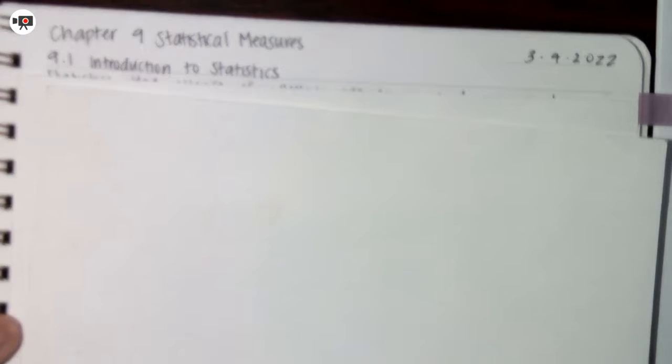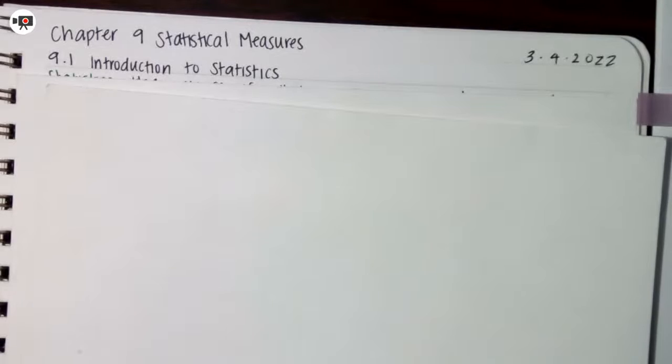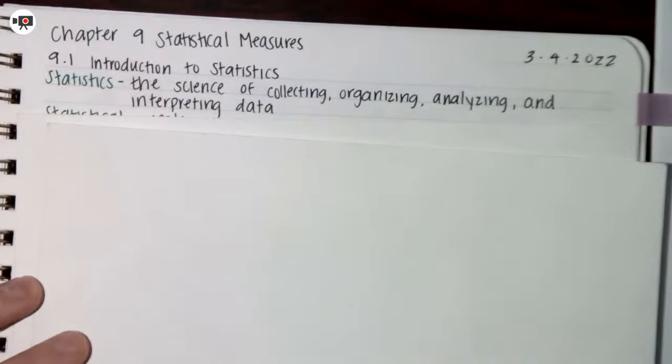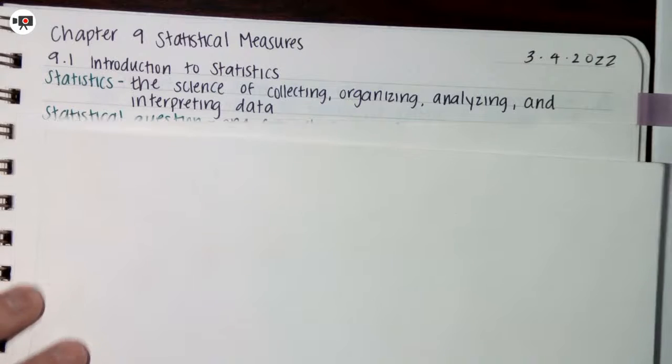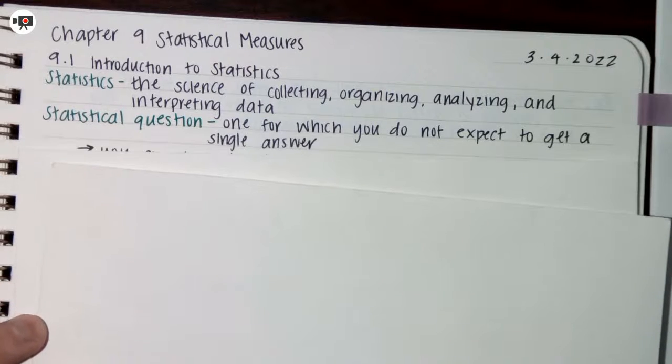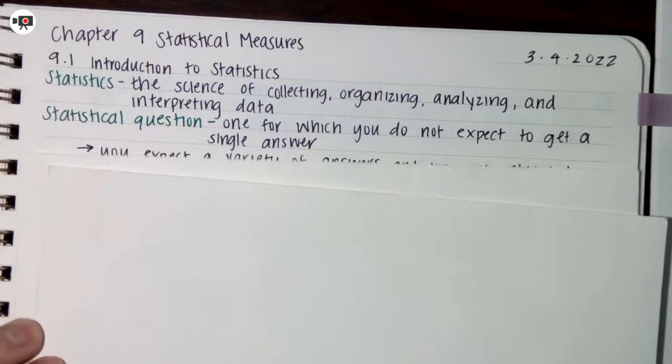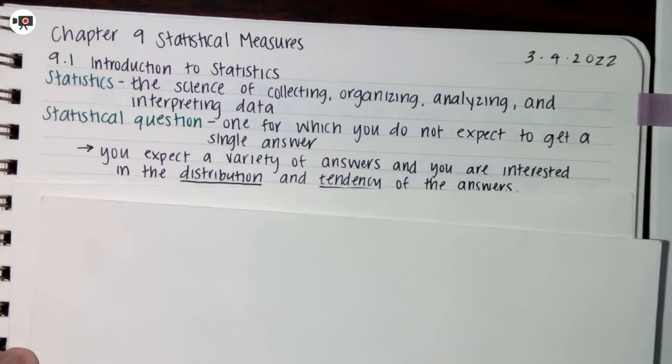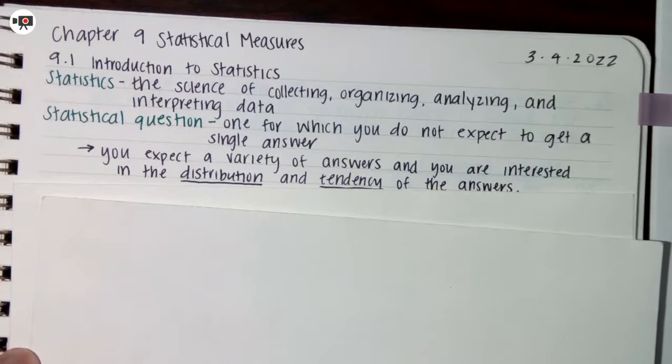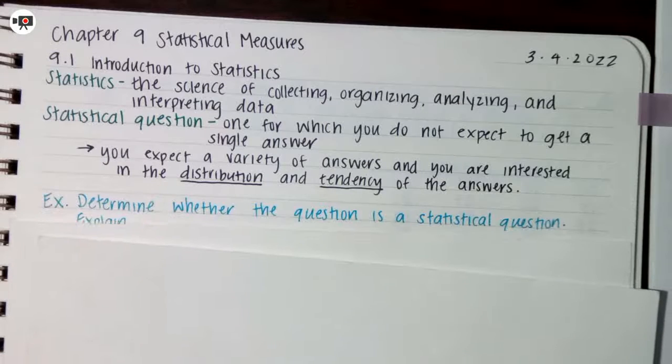This is Chapter 9, Statistical Measures, and this is 9.1, Introduction to Statistics. Statistics is the science of collecting, organizing, analyzing, and interpreting data. A statistical question is one for which you do not expect to get a single answer. So you would expect a variety of answers, and you are interested in the distribution and tendency of those answers.